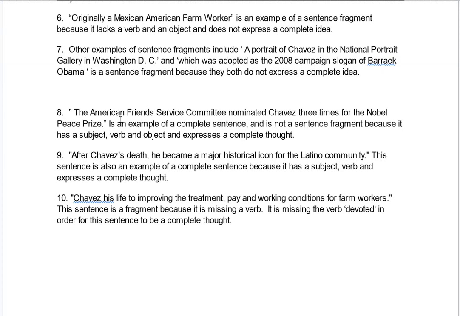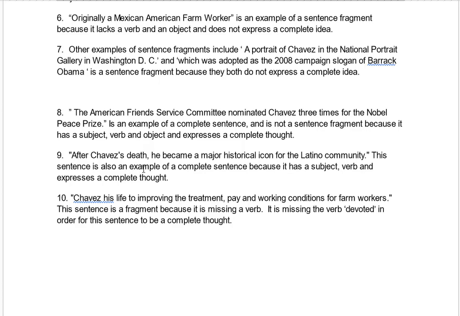The American Friends Service Committee nominated Chavez 3 times for the Nobel Peace Prize. This is an example of a complete sentence because here you have a subject, a verb, and an object. So the American Friends Committee, subject, nominated, verb, Chavez, object. So subject, verb, object, so therefore this is a complete sentence.